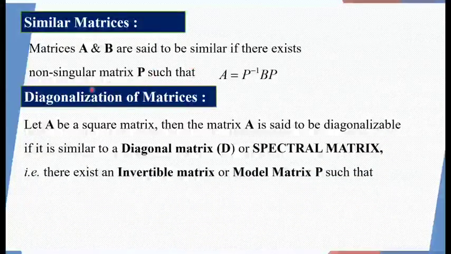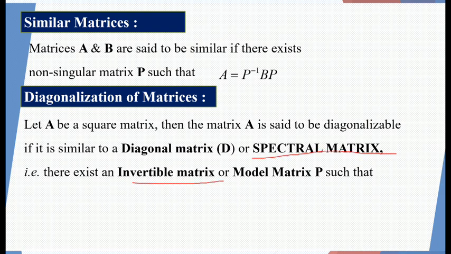Diagonalization of a matrix. Let capital A be a square matrix, then the matrix A is said to be diagonalizable if it is similar to a diagonal matrix D or spectral matrix, that is, there exists an invertible matrix or model matrix P such that D equals P inverse AP. This is the formula for diagonalization, and this diagonal matrix is also known as the spectral matrix.